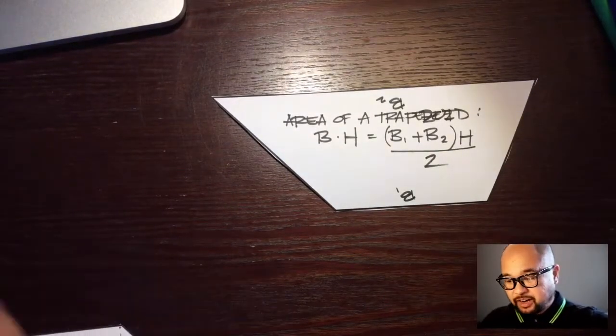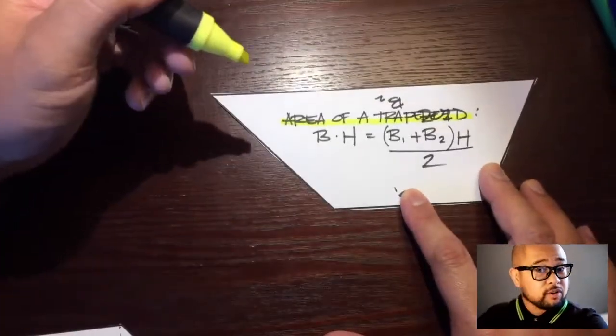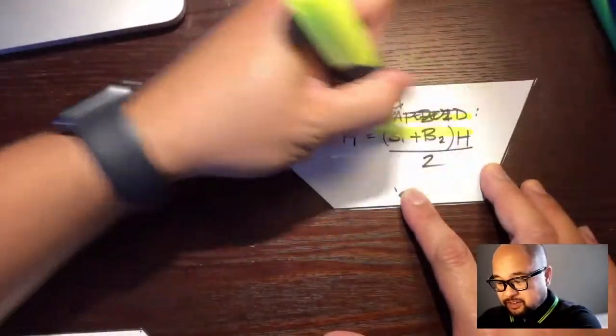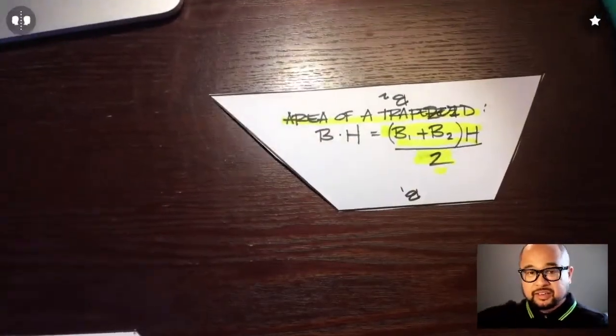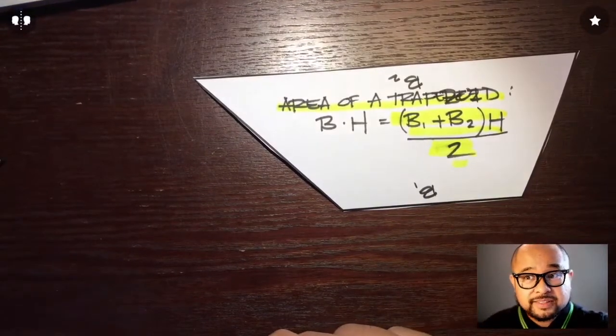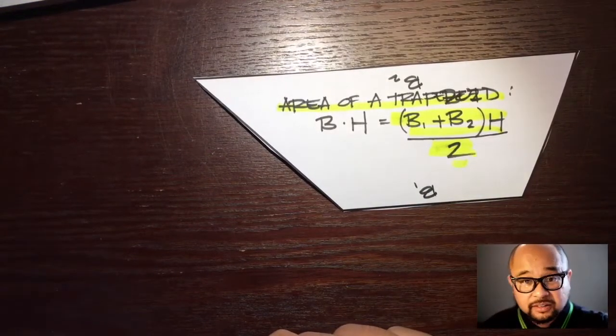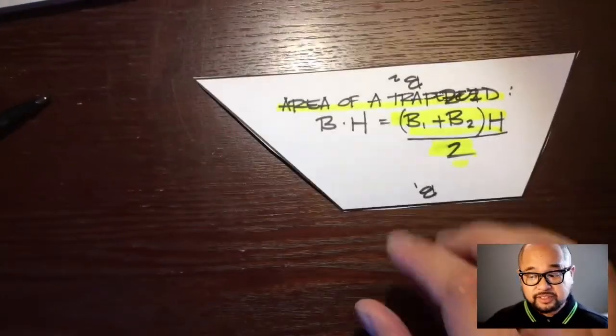So get your highlighters. Highlight area of a trapezoid. Hopefully you spelled it correctly. And it's base 1 plus base 2, divided by 2, because a trapezoid is half of a parallelogram. All right, there you go. Now let's use this formula to find the area of some examples.